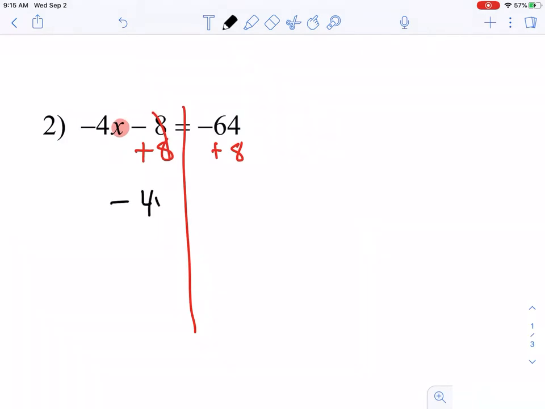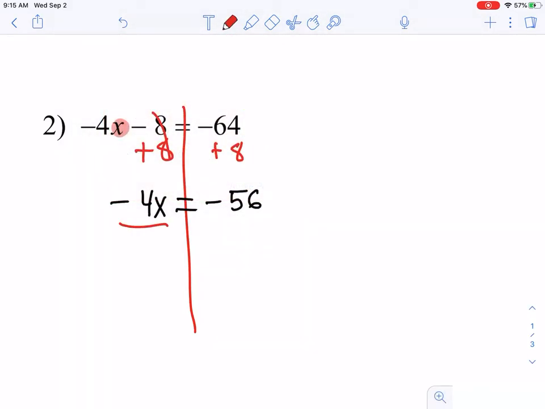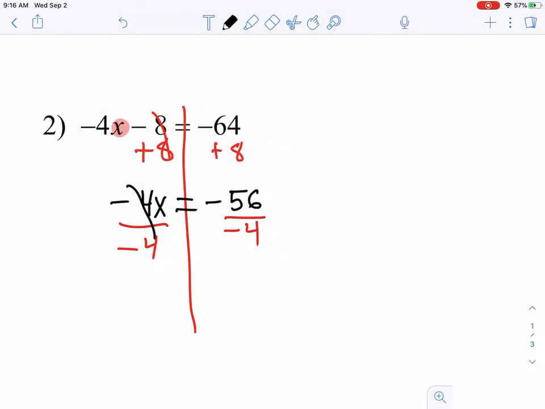This gives us negative 4x is equal to, signs are different, so we will subtract and keep the sign of the larger number, negative 56. Negative 4 is multiplying with x. To undo multiplication, we will divide. And that will leave us with x is equal to, a negative divided by a negative will give us a positive 16. 56 divided by 4. I'm sorry, 14.